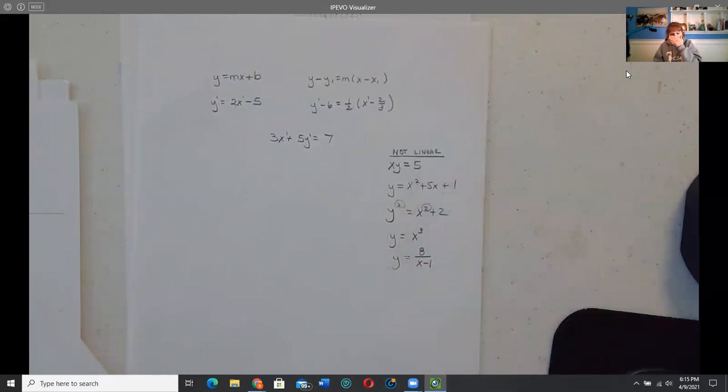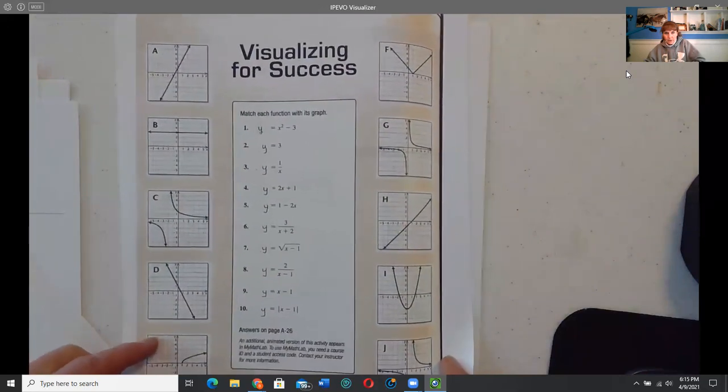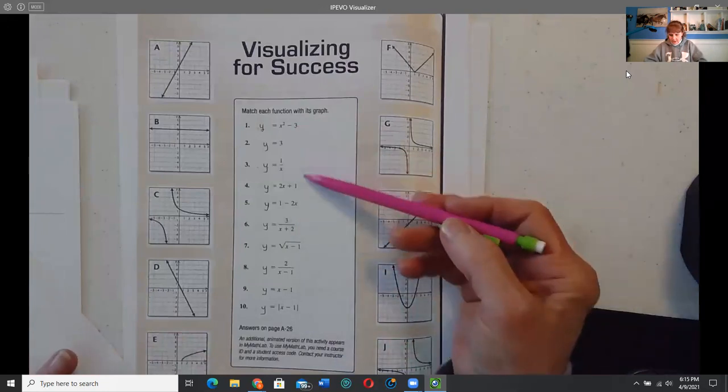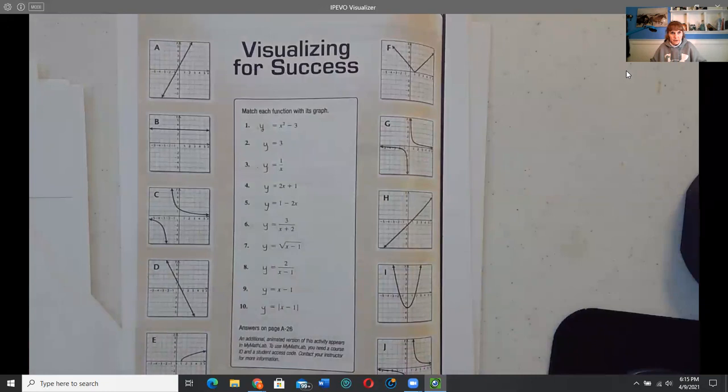All righty. So we're going to look at some examples that I pulled from another class, and we're going to determine which ones are linear given the equation, and we can match it to the graph just to give you an idea. Here we have some equations, and then we have some graphs that could go with those equations.